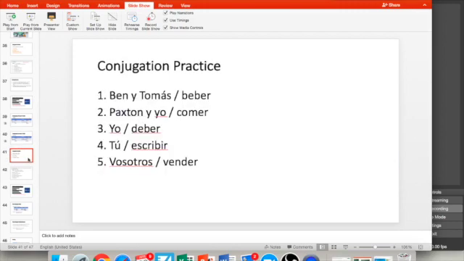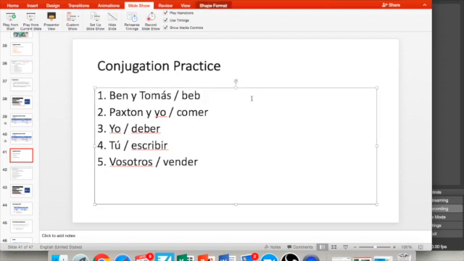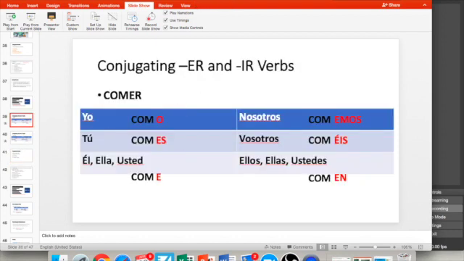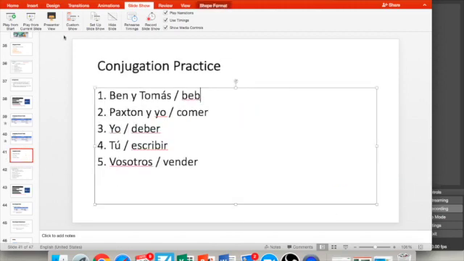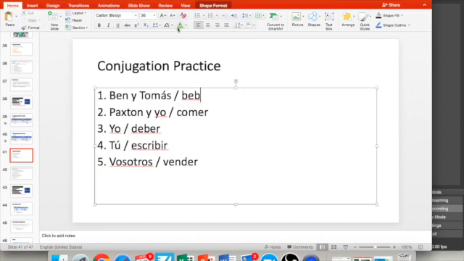Okay, so as we look at some practice activities here, on number 1 you have Ben y Tomás and beber. We're trying to say that Ben and Thomas drink. So we need to take our verb beber, chop off our ER, and Ben and Thomas would be they. So we're going to use our ER verb endings here for the they box, which would be an en, which we're going to add back here to the end and say that Ben and Thomas beben, they drink.